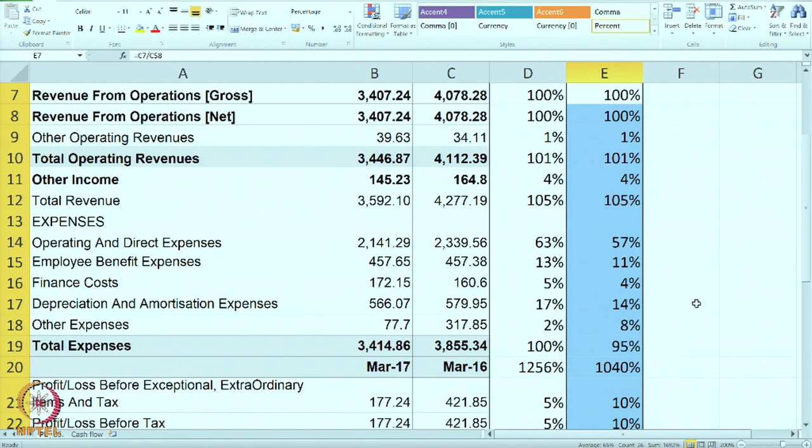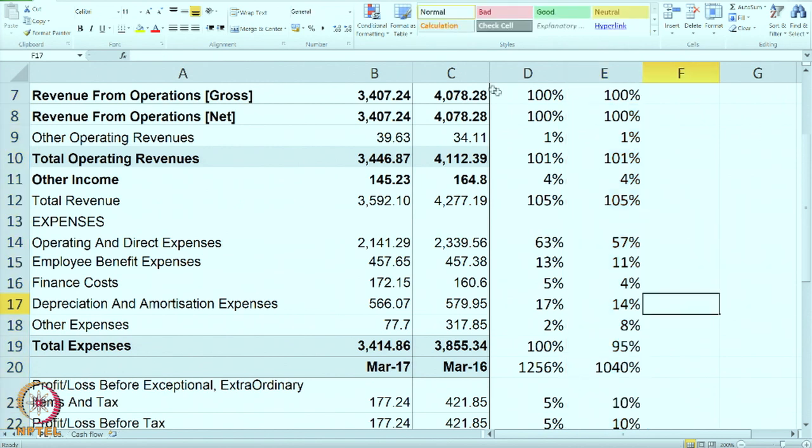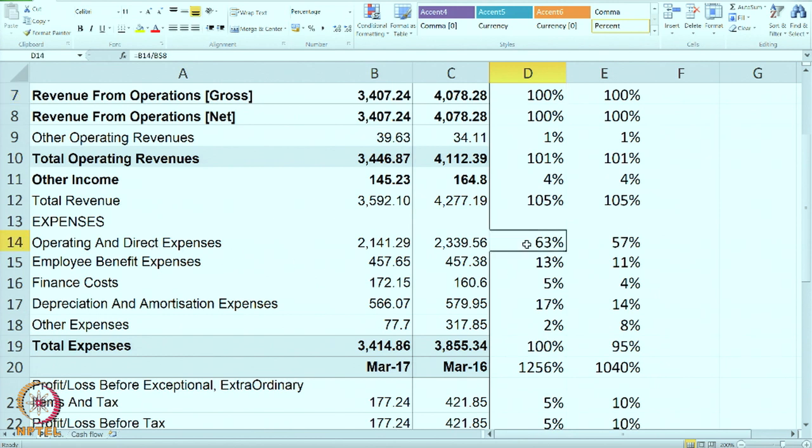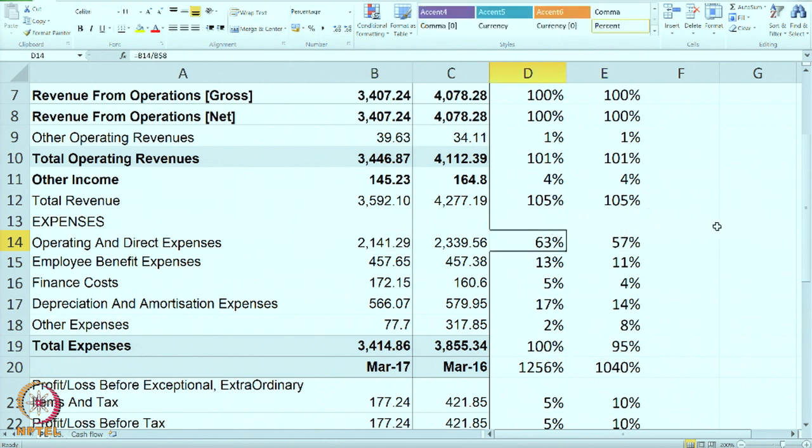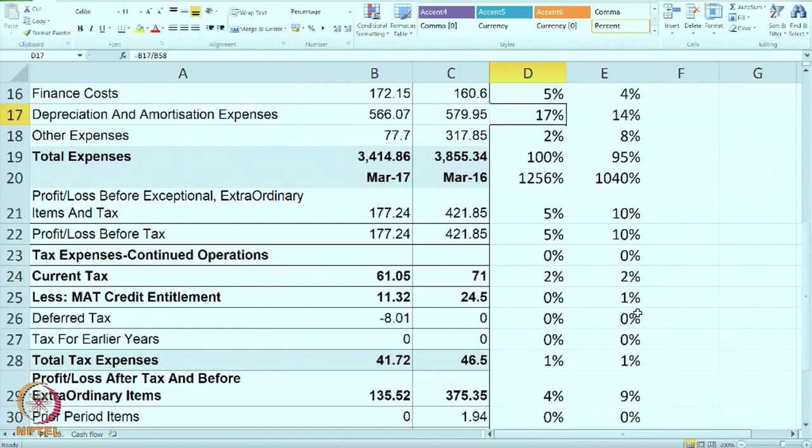So now are you able to see them as a common size statement? The total is 100 and every item, say operating expense, is 63% in March 17, whereas it is 57% in March 16. So you can easily see that operating expenses as a percentage have gone up. Actually, if you look at the amount, they have not increased much, but because of the fall in the revenue, they could not reduce their expenses like the fall in the revenue. That's why as a percentage they have gone up. So this is one way of interpreting it. Employee benefit as a percentage has slightly gone up. Depreciation as a percentage has slightly gone up. So various figures, now you can get as a percent.